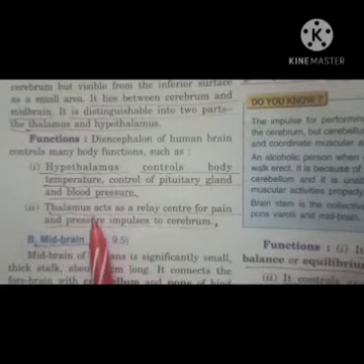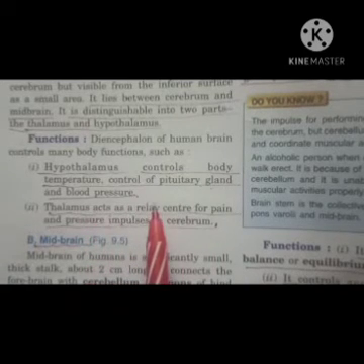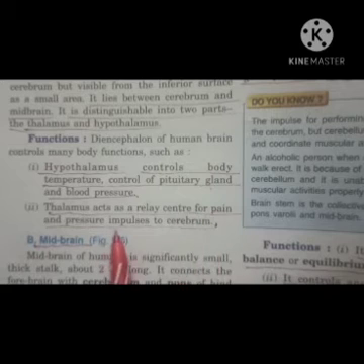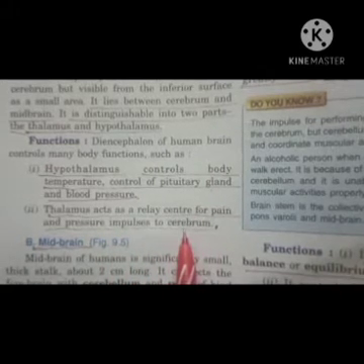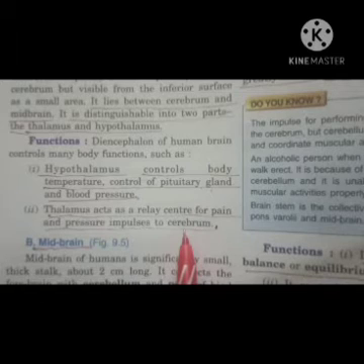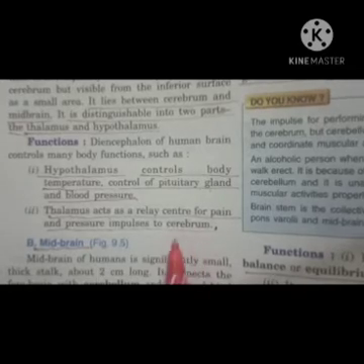Thalamus, the part of diencephalon, acts as a relay center for pain and pressure impulses to cerebrum. Actually, this thalamus part helps in transferring the impulses of pain and pressure to the cerebrum.